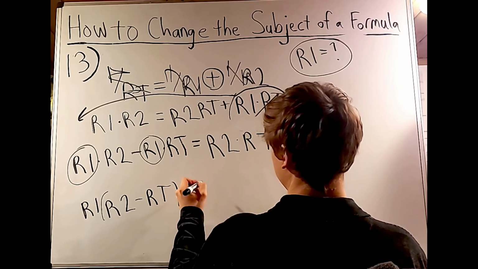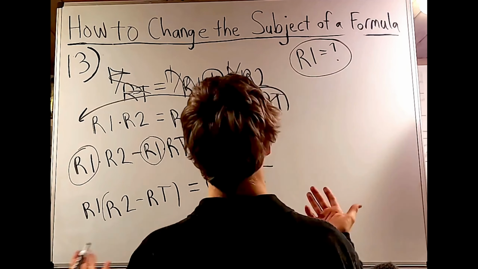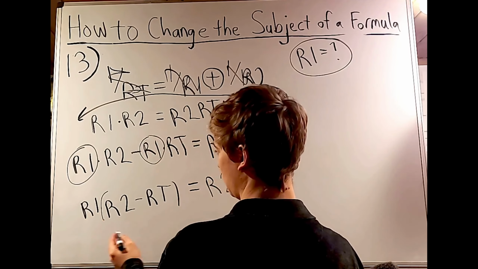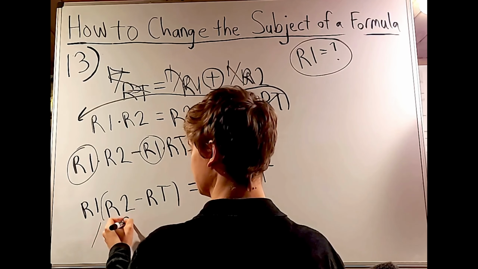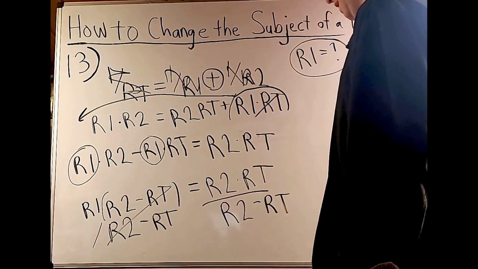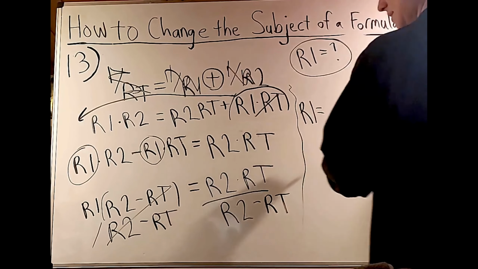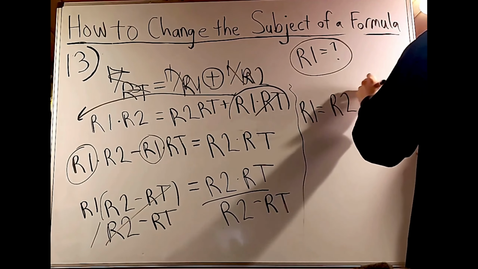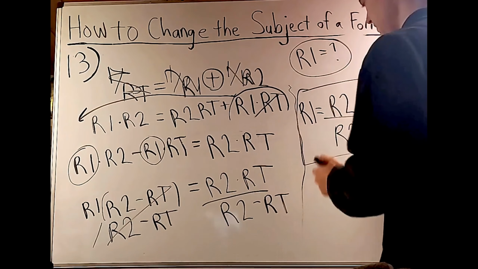This is going to equal our R2 times the RT. Okay, but now again, all we want to do is isolate our R1. So we have R1 times this whole thing of R2 minus RT. So again, we could think, now let's divide by this entire thing of R2 minus RT, cancel it on this side. Now we divide the right side by it, giving us the total answer of R1 is equal to R2 times the R total over R2 minus the R total. And that is our final answer.